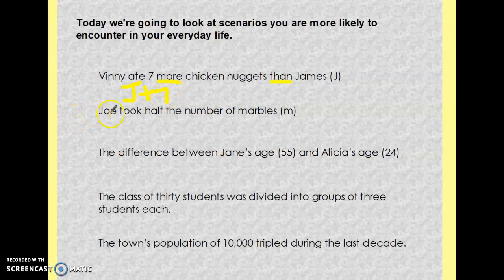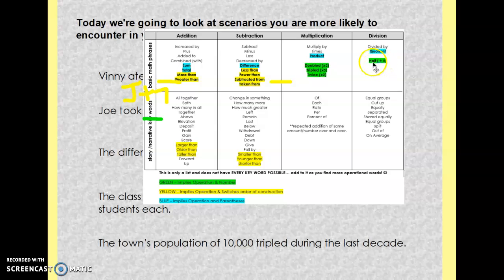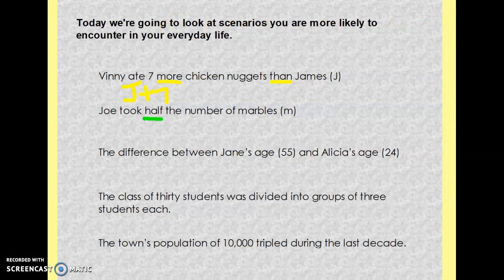All right, number 2, Joe took half the number of marbles. So we know M is one of our variables we're using. Keyword, half. And if you remember from our keyword chart, half has an implied meaning and operation. So it means that we're going to divide by 2. What are we going to divide by 2? The number of marbles, which we have here as M. So for number 2 here, we're going to say M divided by 2.